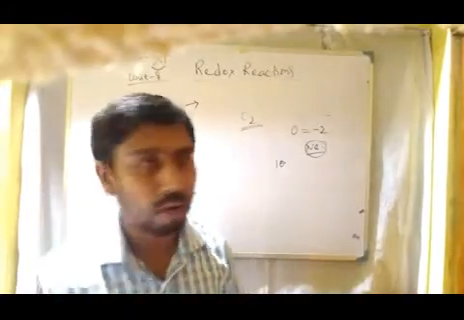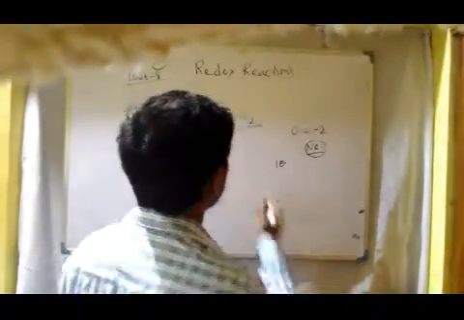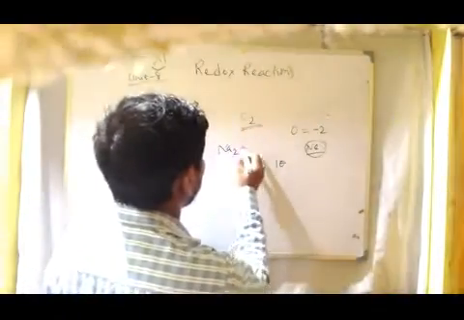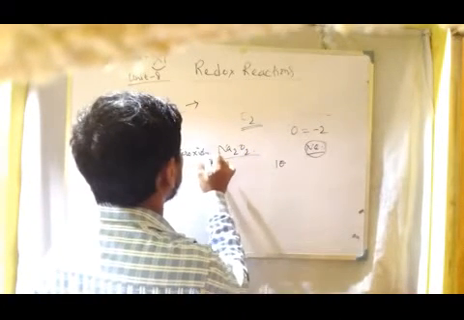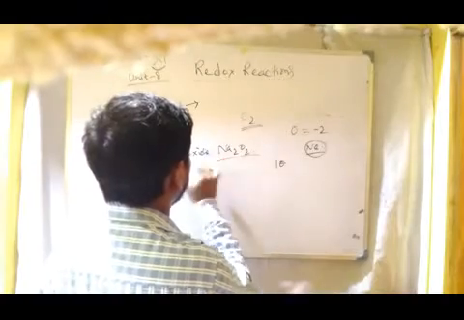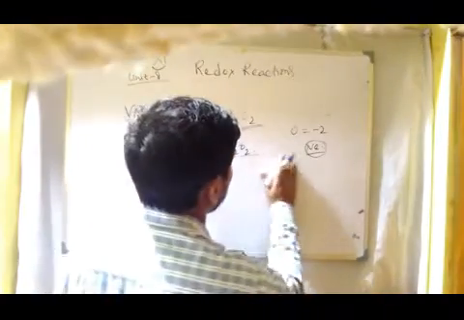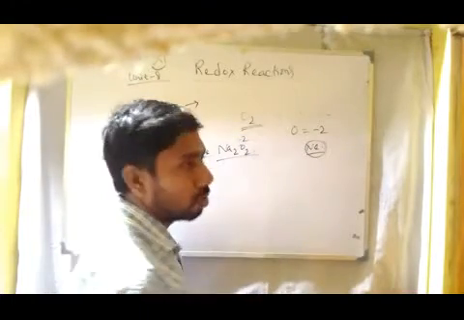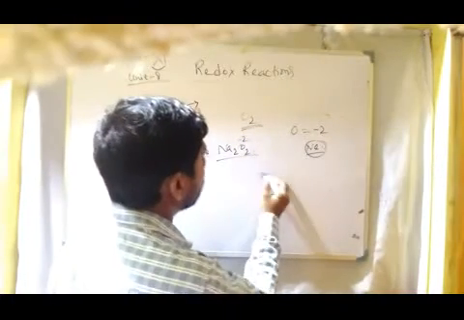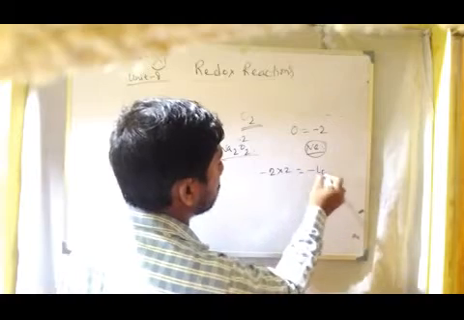Next, in case of peroxide, suppose sodium peroxide, it is the exception of the oxidation state of oxygen. Now if we put the oxidation state of -2, then what will happen? The overall charge will be -2 into 2, that is -4.